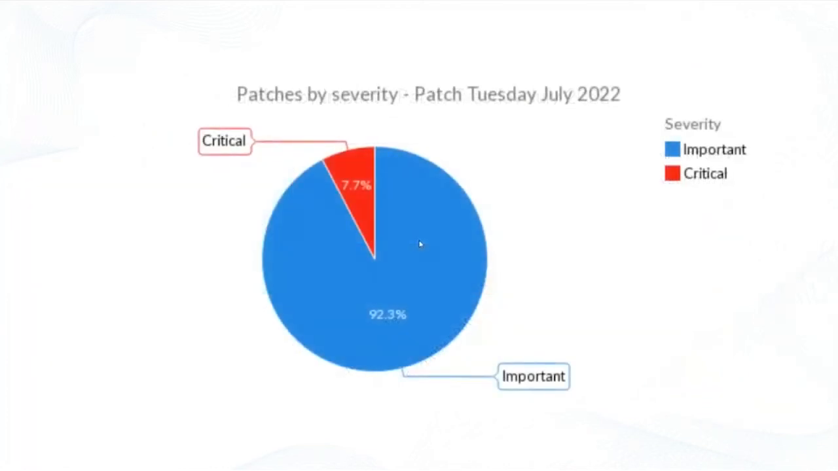Here's a look at the patches by severity. We can see that a total of 92.3% of the patches released this month have been treated as important, while 7.7% have been rated as critical. So for admins out there, we already know there's no time to be lost, and we have to patch the vulnerabilities as soon as possible.